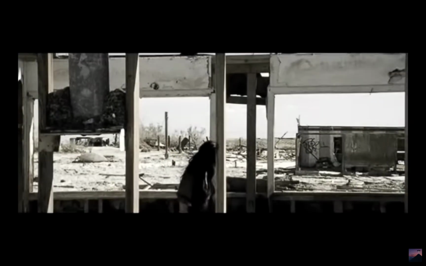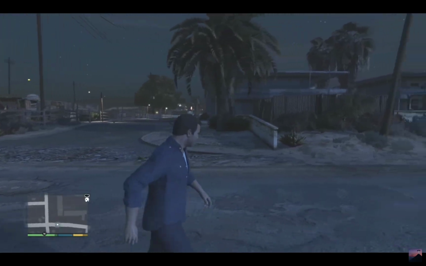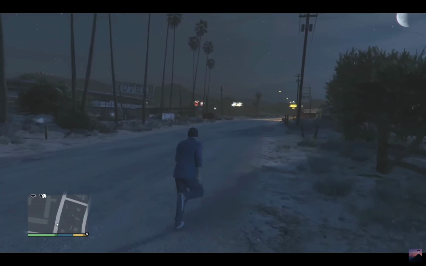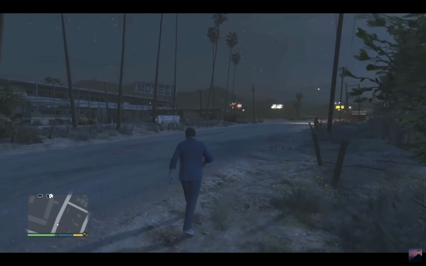The prime was in the 1950s and the 1960s. But still, this motel being in GTA 5 is still kind of special as it doesn't exist anymore and it didn't even exist when GTA 5 released. It's a part of history stuck in a video game.